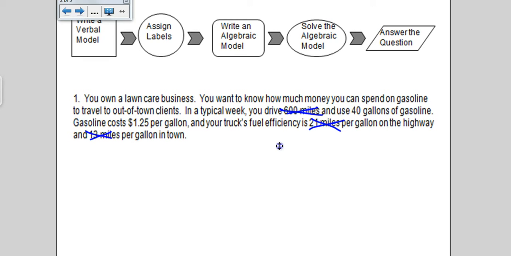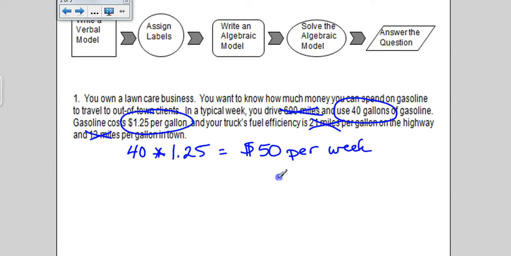I think all I need to know is that I use 40 gallons of gasoline and it costs $1.25 a gallon. And in order to find my total amount of money, I think I just multiply those things together. So 40 gallons times $1.25 per gallon, and I come up with $50 per week on gas. Now, I'm sure you noticed I hardly did any of those problem-solving techniques at the top of our paper. That's okay. If you can do that without setting up all the models, I'm okay with that at this point.